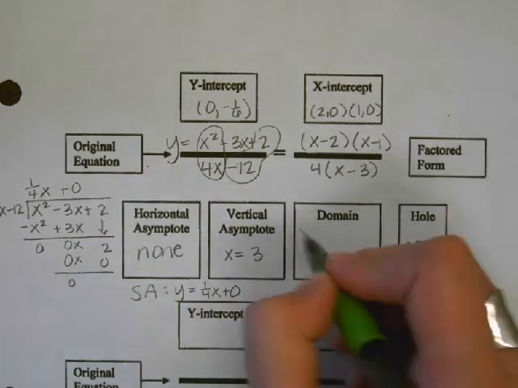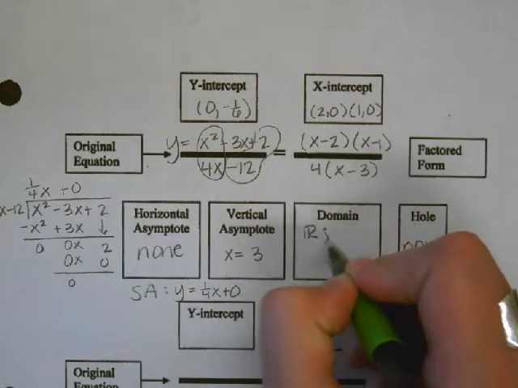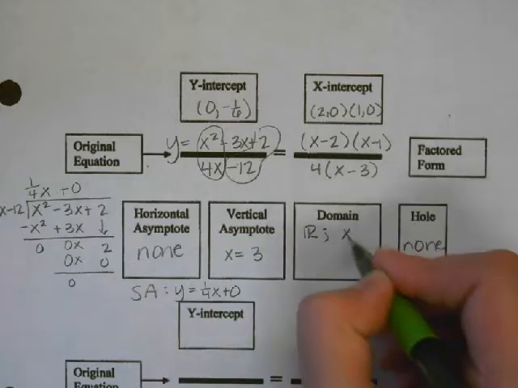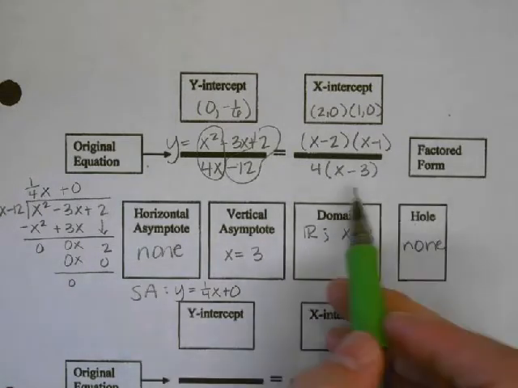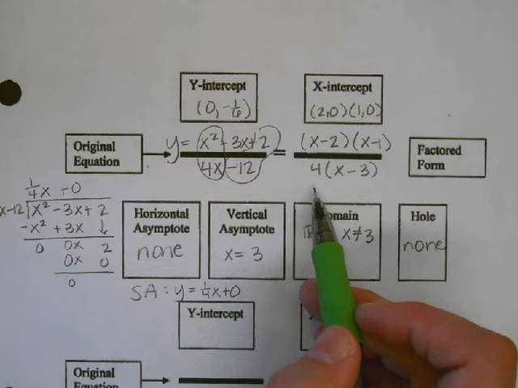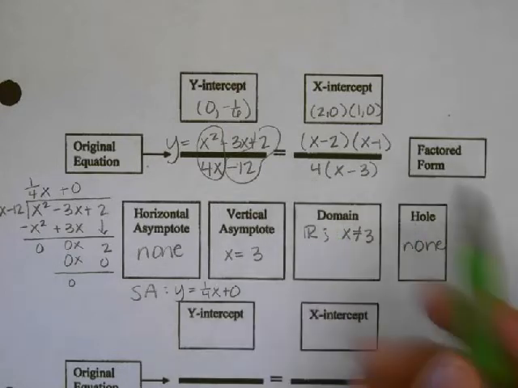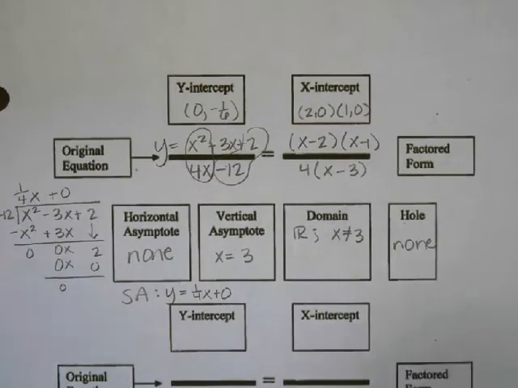So my domain would be all real numbers, but I need to skip 3. I don't have to worry about the 4 there because it does not have an x with it. So there's nothing limited about the domain from that.